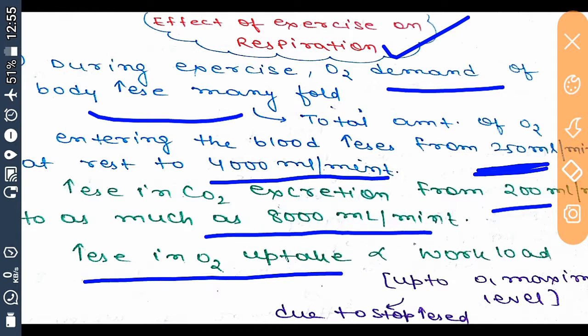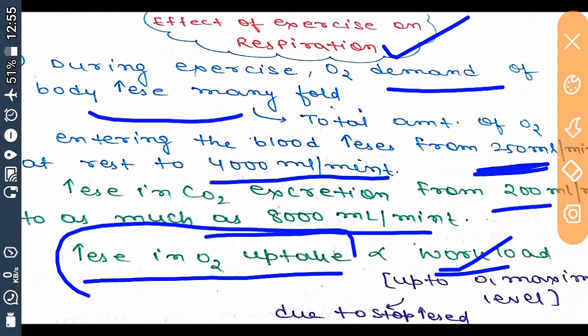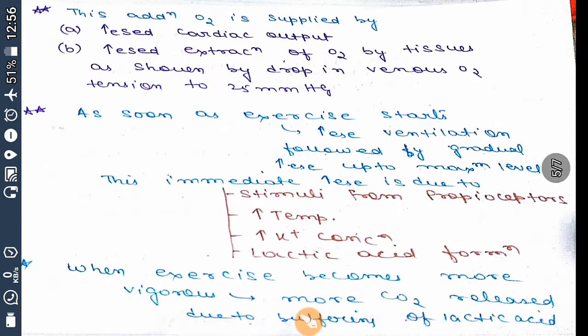The increase in O2 uptake is directly proportional to your workload, up to a maximum level. Okay, the increase in O2 uptake is directly proportional to your workload, but only up to a maximum level. After that, the carrier of O2 is saturated, due to which no more oxygen will be transported. Now move to the next slide.